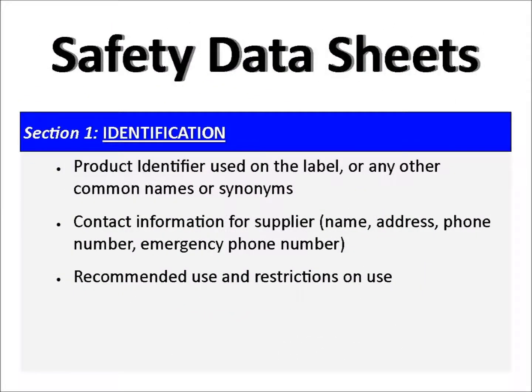Section 1, Identification. This is the product identifier used on the label, or any common names or synonyms. The contact information for the supplier is also found here, and recommended uses and restrictions on use.